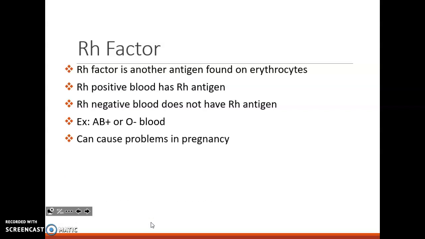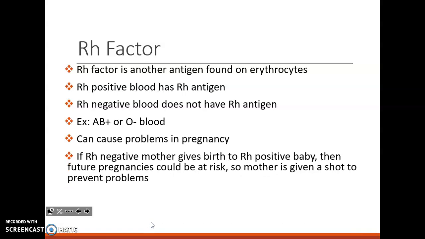So why do we want to know? Well, this can cause problems in pregnancy. So please write this down. If an Rh negative mother gives birth to an Rh positive baby, then future pregnancies could be at risk, so the mother is given a shot to prevent the problems.